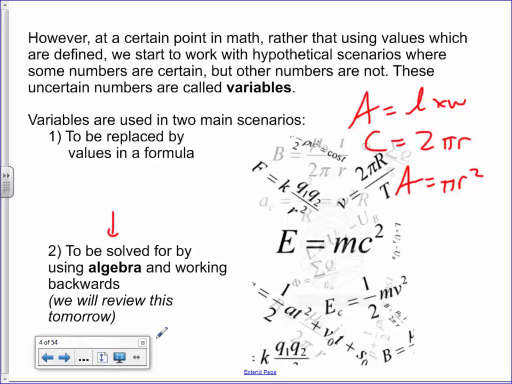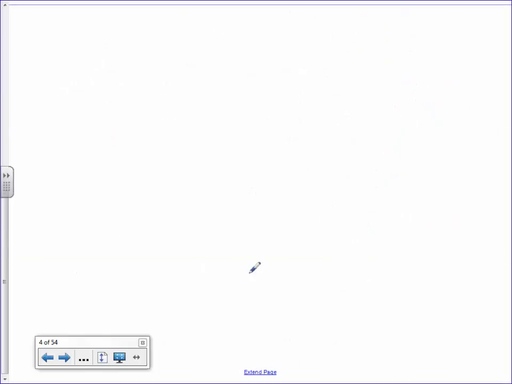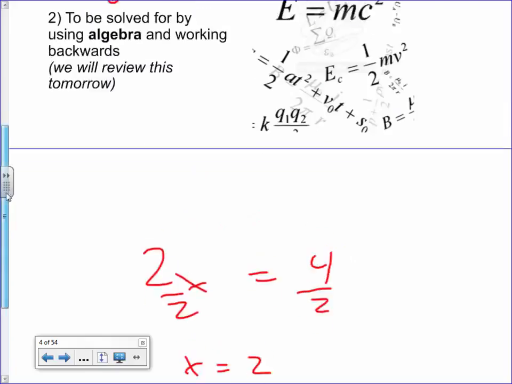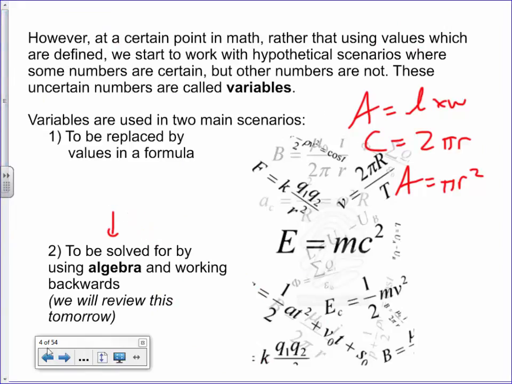backwards for an unknown value. Okay. Because today's kind of a shorter day and it's kind of an intro, we're actually not going to get into the algebra section just yet. But most of you guys probably know how to solve this, right? 2x equals 4. You guys know how to solve that? What do you do? Yeah. Essentially dividing both sides by 2. Right? That's algebra. We'll get to that. We're just building little by little. So, but those are the 2 main scenarios we use variables in.